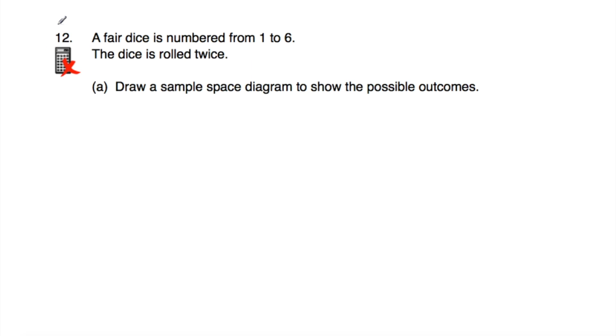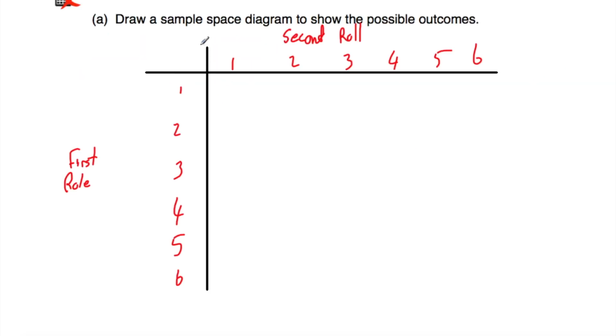Okay, so let's have a look at our next question, question number 12. So question number 12 says a fair dice is numbered 1 to 6. So it's a fair dice, and the dice is rolled twice. Draw a sample space diagram to show the possible outcomes. So let's do that. Okay, so I've started to create a sample space diagram.